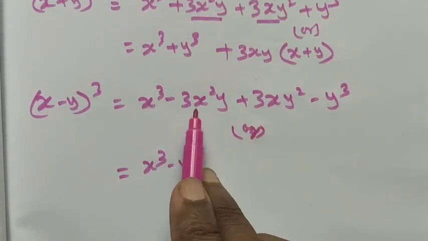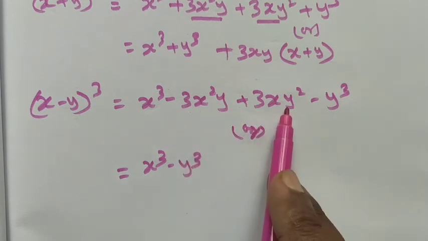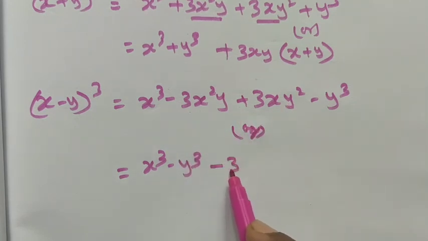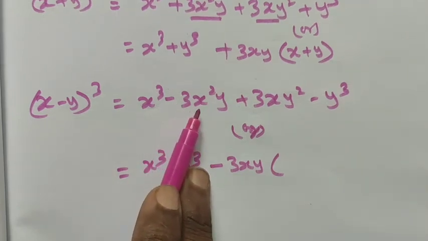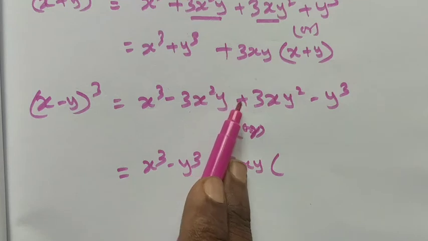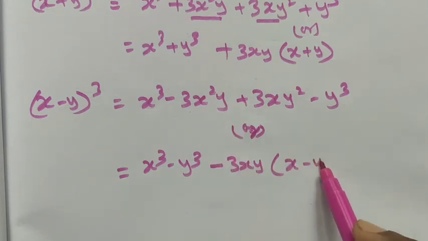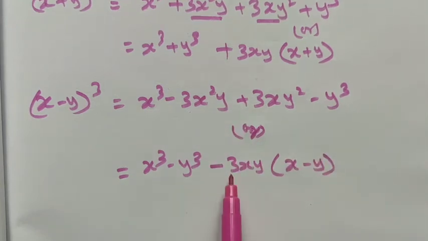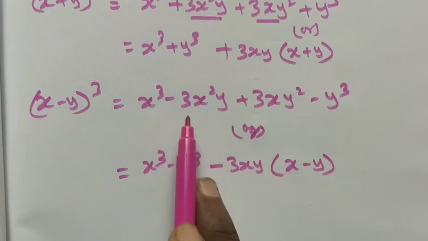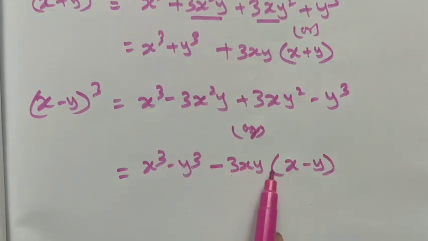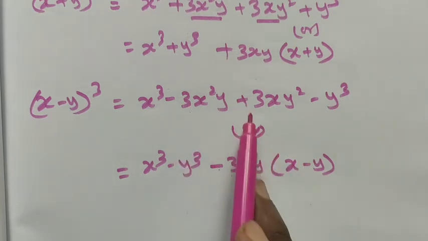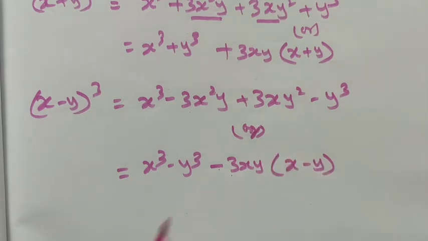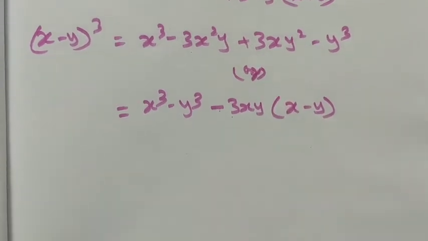Here we have 3xy as the common term. In this term I take minus 3xy commonly outside. Here we have minus 3xy outside, and here we have a plus symbol, so you have to change the symbol to minus, that is (x minus y). When we multiply this, minus into plus is minus 3xy into x, meaning 3x square y, minus into minus is plus 3xy into y, meaning 3xy square. That is the form. We can use either formula.